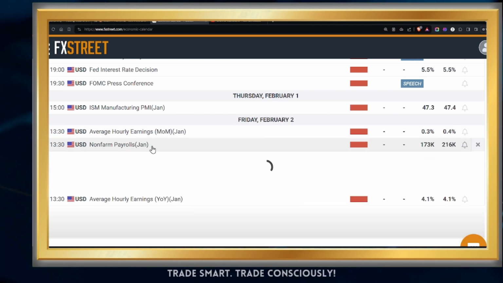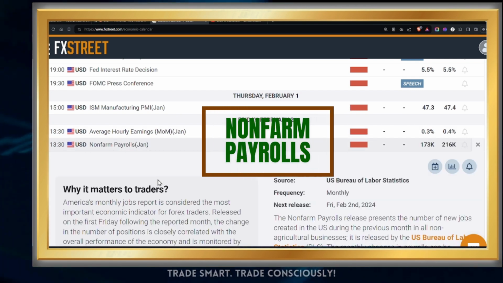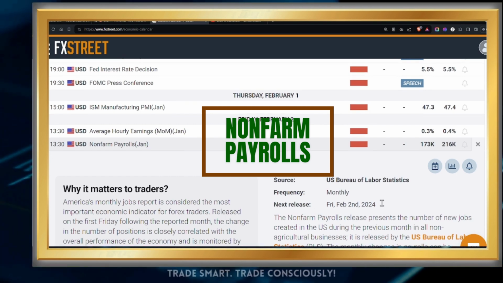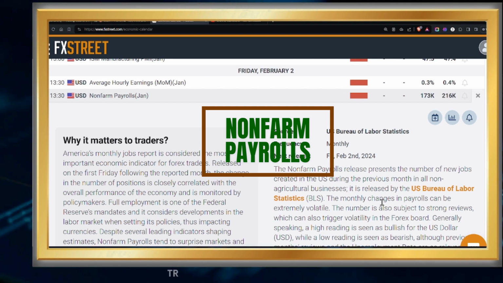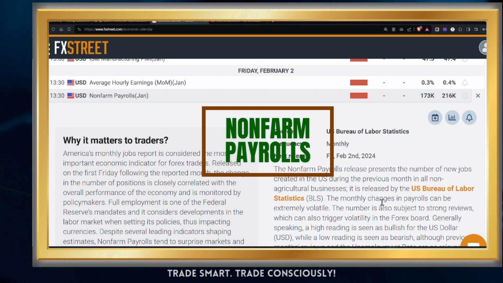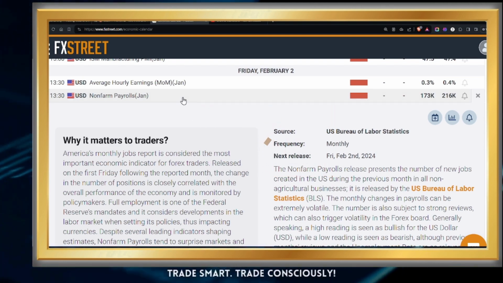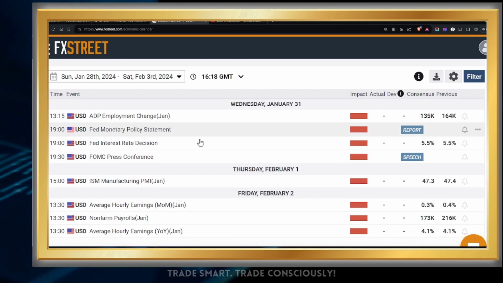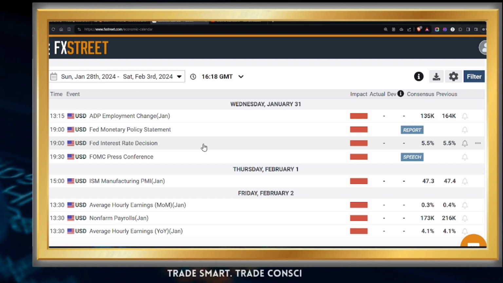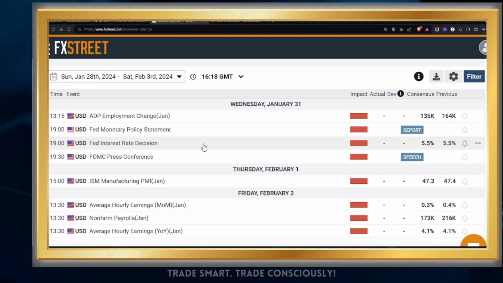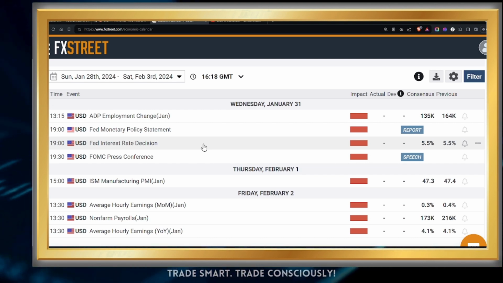Now, the last one on the list is the non-farm payroll, which is one of the most popular events that the majority in the market will look forward to. And of course, this data presents the number of new jobs created in the US economy during the previous month in all non-agricultural businesses. So these are the high impactful events we will be looking forward to this week, and as technical traders we understand that the anticipation of this event alone has a tendency of influencing the market sentiment, which of course would reflect on the chart as price action.